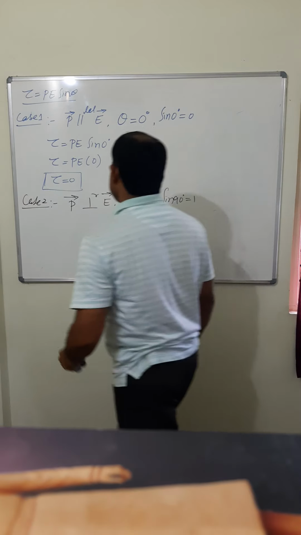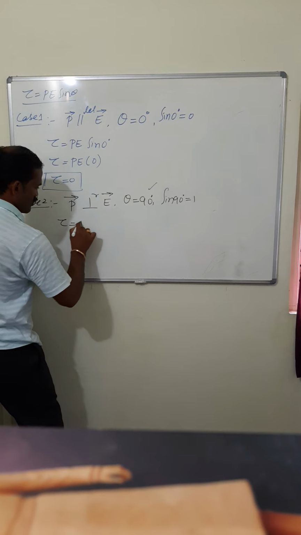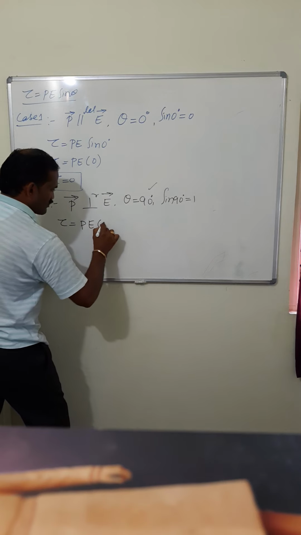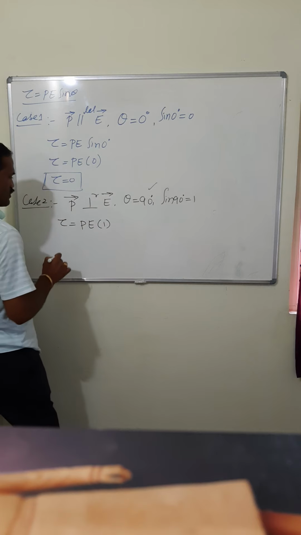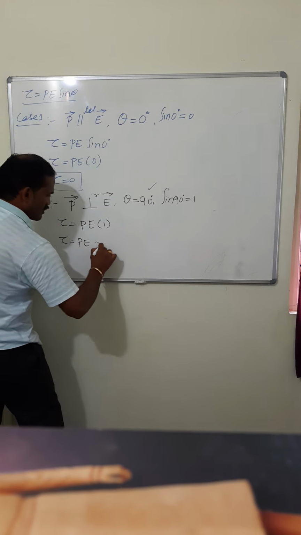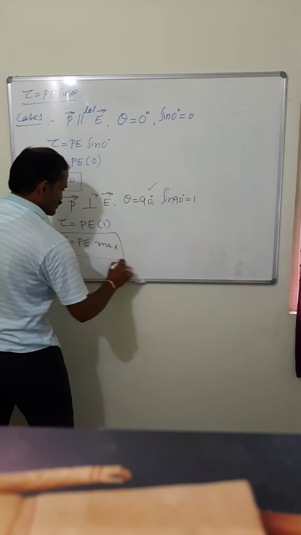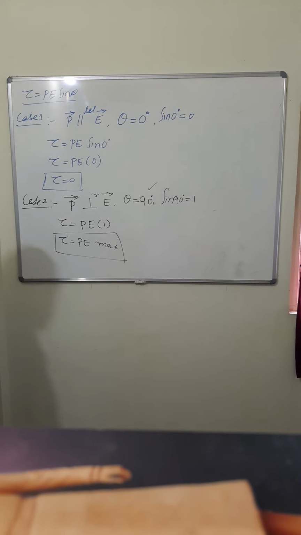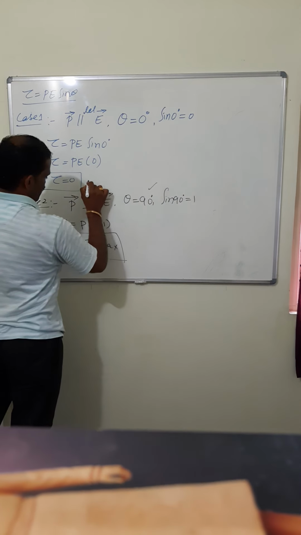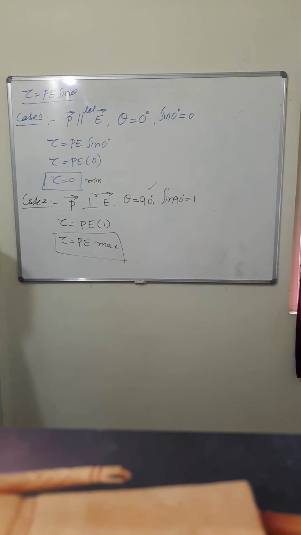What is sine of 90 degree? Sine 90 degree is equal to 1. Therefore, tau is equal to PE into sine of 90. Sine 90 is what? 1, and tau is equal to PE, and it is maximum. Torque will be maximum when dipole moment is perpendicular to the electric field. Torque will be minimum when dipole moment is parallel to the electric field. Please write down this, guys.